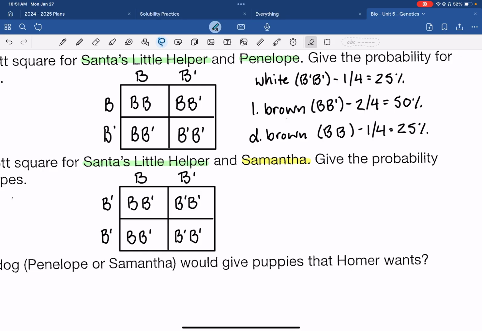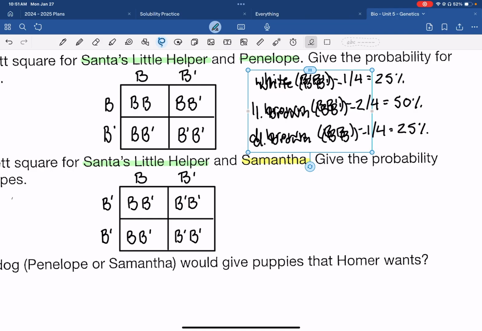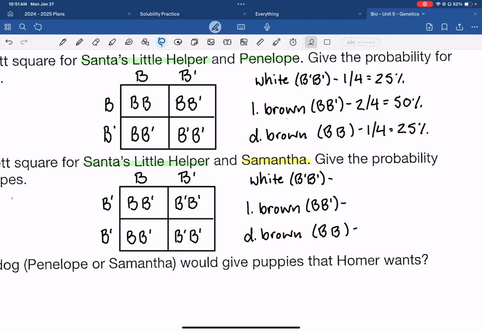I'm going to copy our possibilities from the top here and bring them down. So what's the chances that we get an offspring that's white, which is the homozygous B prime genotype? 2 out of 4, just those 2. So 2 out of 4, which gives us a 50% chance of having puppies that are white.